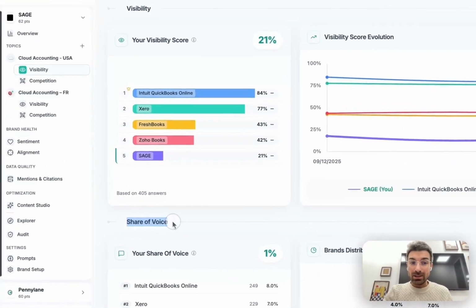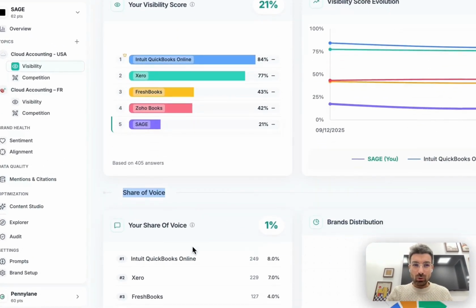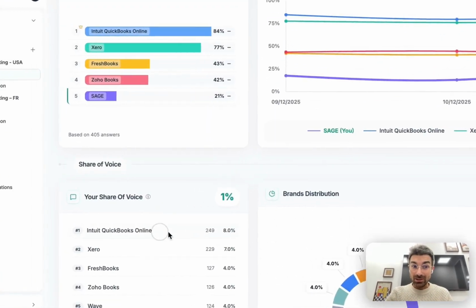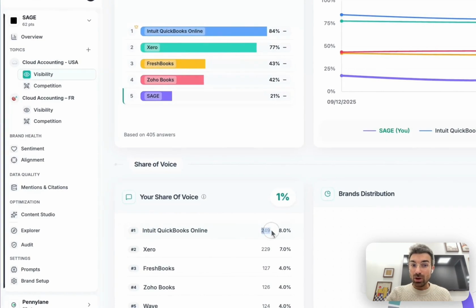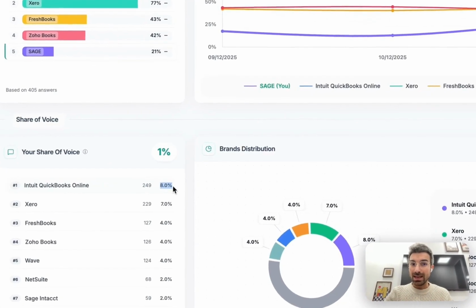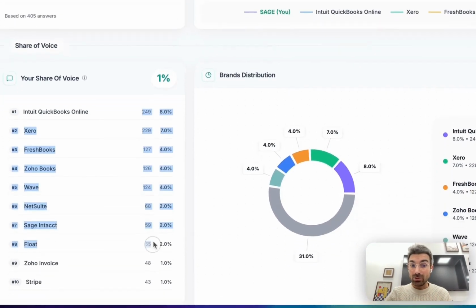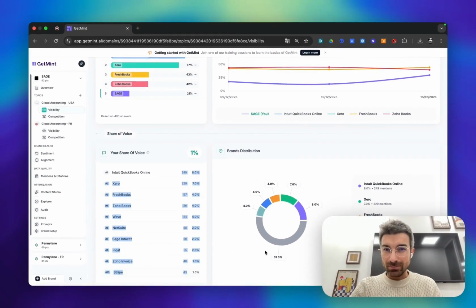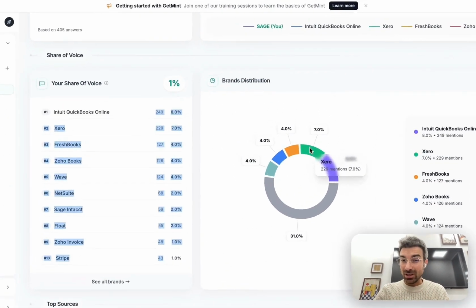Next, let's take a look at the share of voice. The share of voice score, in this case, is determined by analyzing the 405 responses. Among these responses, there are quite a few different brands that are mentioned. How many times is your brand mentioned compared to the others? Here we see the brand Intuit. It was mentioned 249 times in the 405 responses, which is 8% share of voice compared to when you look at all the brands that were mentioned and their frequency of mention. And you can analyze this share of voice with a chart.